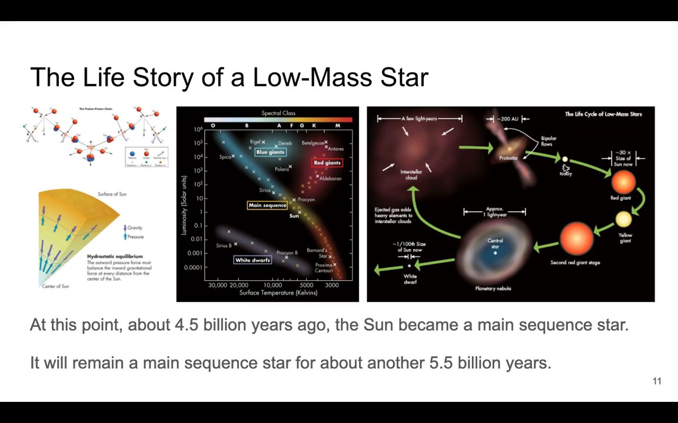Our best estimate is the sun is about 4.5 billion years old. It's going to live on the main sequence for about another 5.5 billion years. So this is where we are right now. And now we're going to look into the future and see what's going to happen after that.